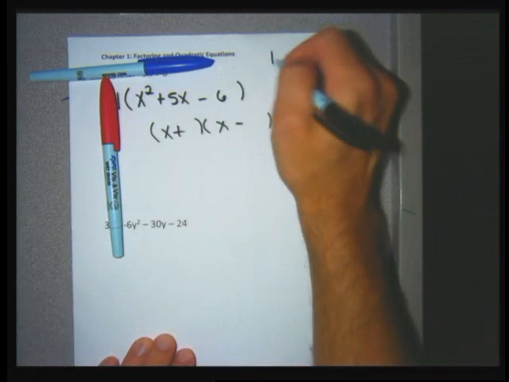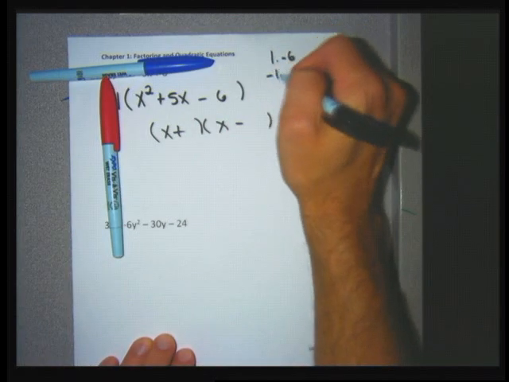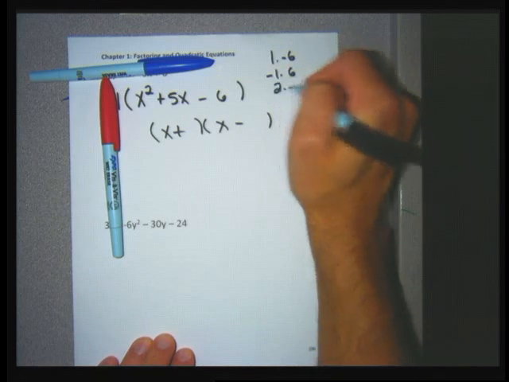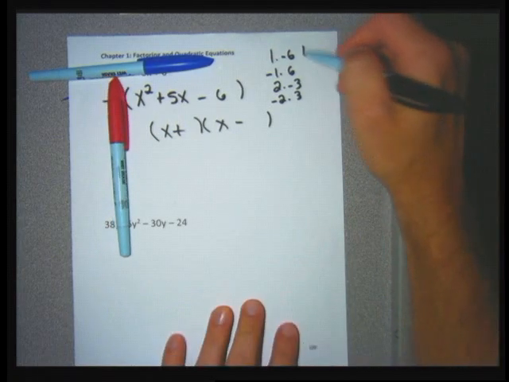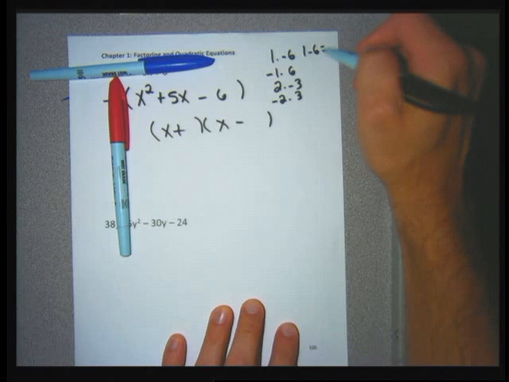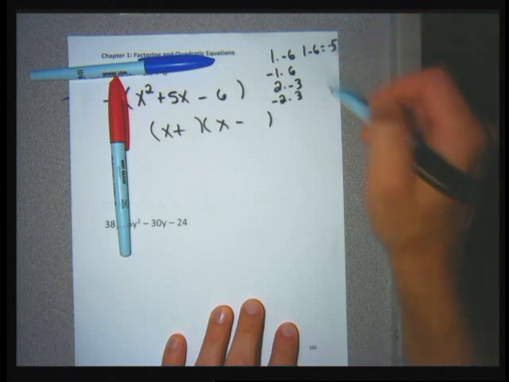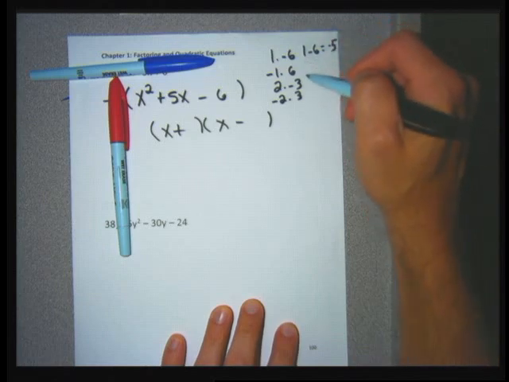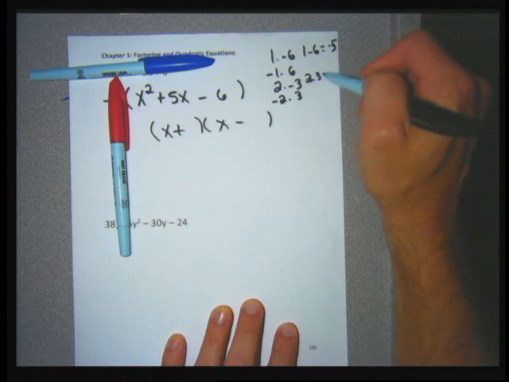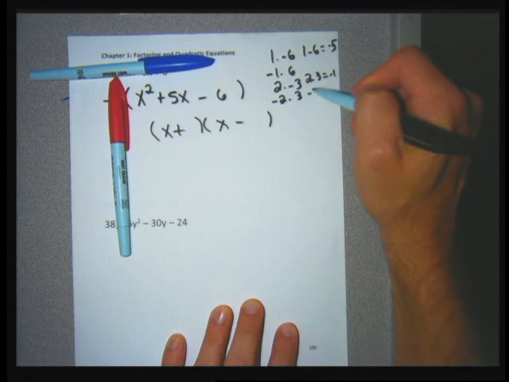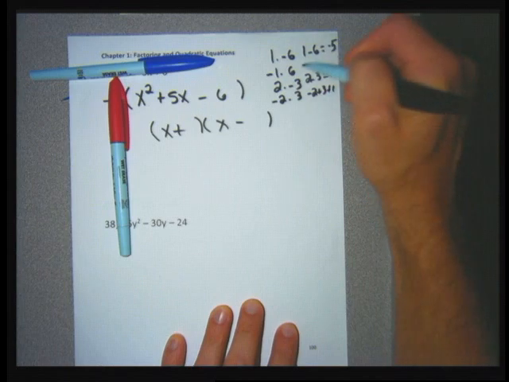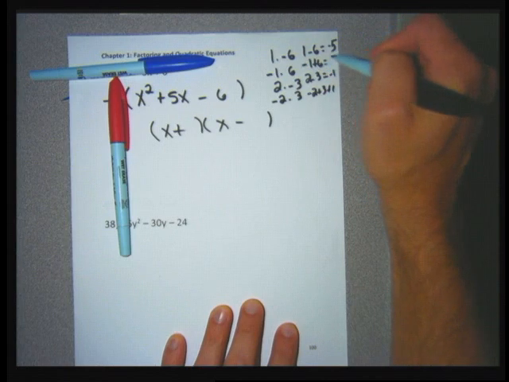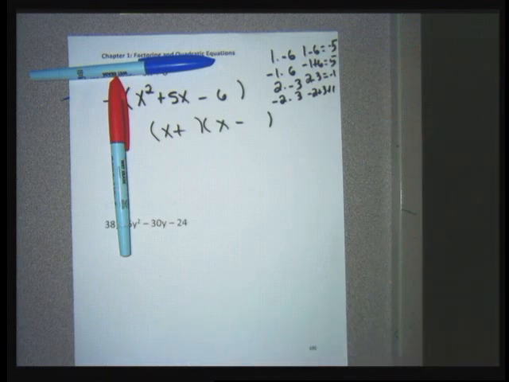I'm going to look at 1 times negative 6, negative 1 times 6, 2 times negative 3, and negative 2 times 3. And I need to get a negative 5. This first one, 1 minus 6 is negative 5. The second one's going to work. The third one, 2 minus 3 is negative 1. The fourth one, negative 2 plus 3 is positive 1. The second one, negative 1 plus 6 is positive 5. So that's the one I need.